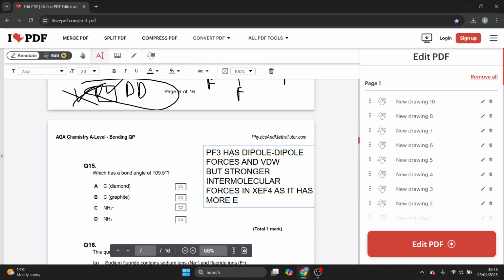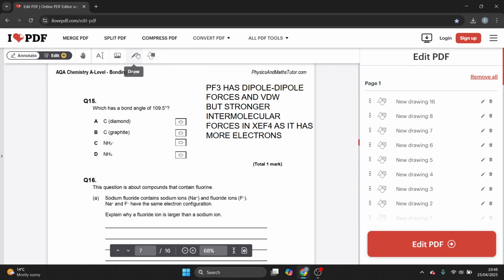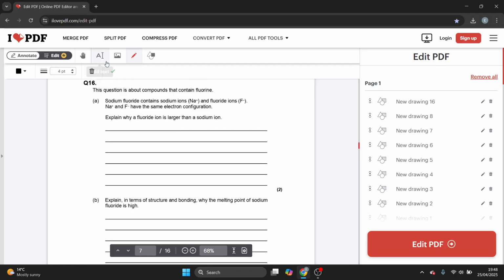has more electrons, which has a bond angle of 109.5 degrees. It's not graphite, it's diamond. It's a question about compounds that contain fluorine.